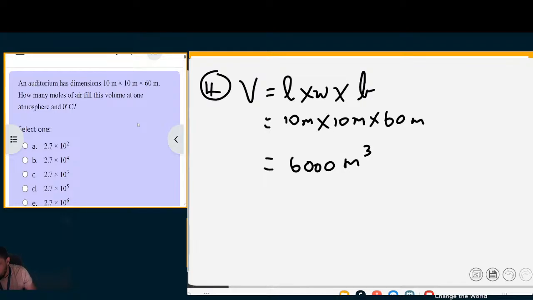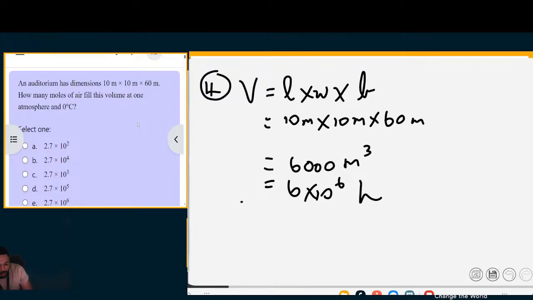Now I want the ideal gas constant. We've previously used it in cubic meters, so let's convert to liters and use it in that form. To get to liters, we just multiply by 1,000, so it'll be 6 times 10 to the 6, and the answer is in liters.